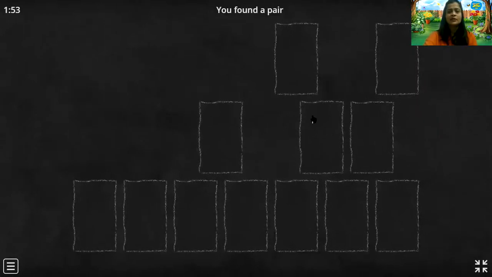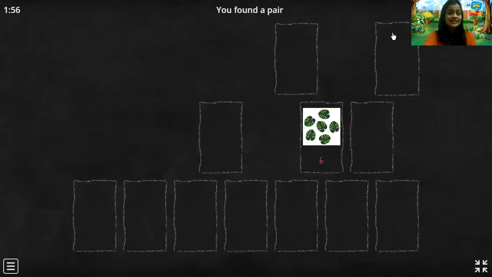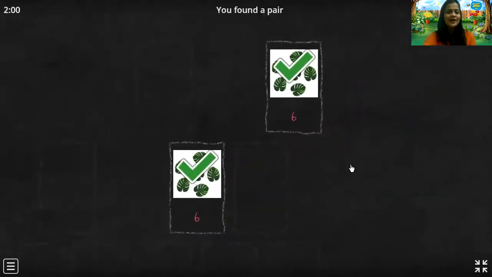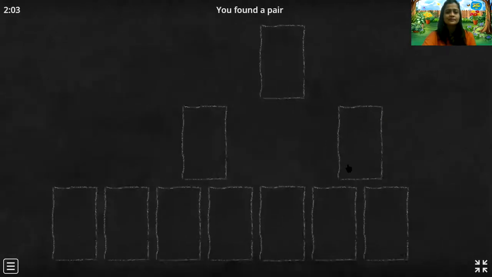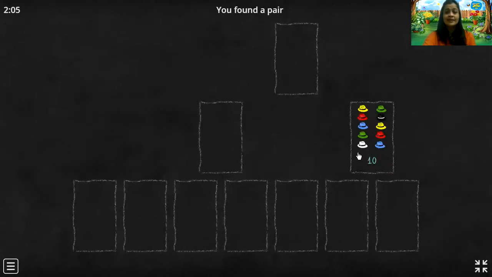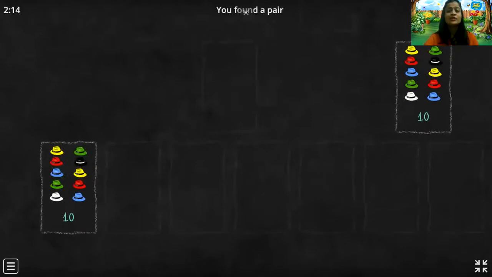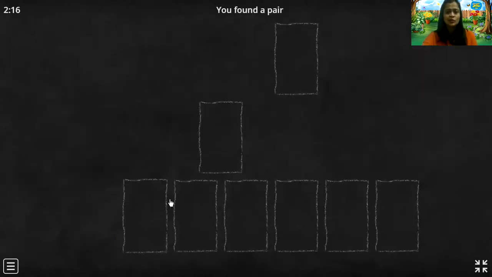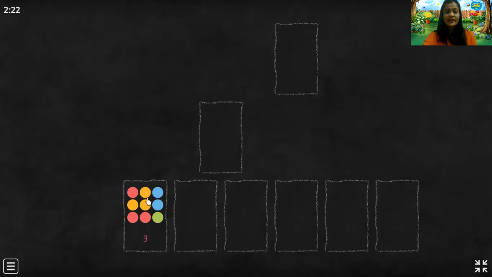Okay, now this. We got to do this one. Six leaves. And this was also six leaves. Same, same. Very good. Now this one. Ten hats. Do you all remember? This was 10 hats when we clicked first time. See, see, see. So this is how we have to count and do. So let's do this. Okay, 9. 1, 2, 3, 4, 5, 6, 7, 8, and 9.